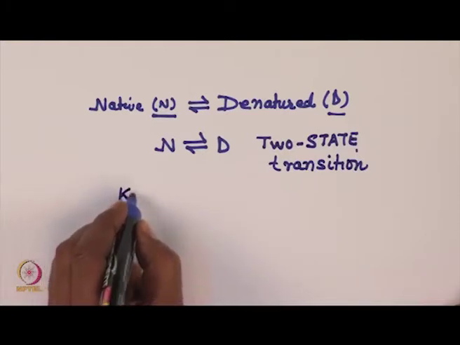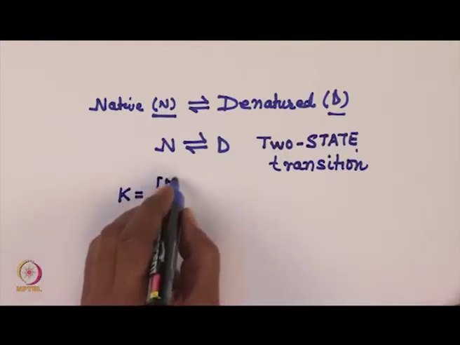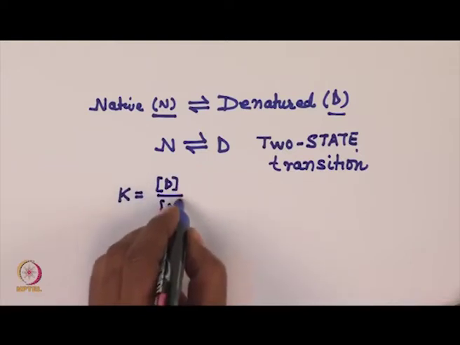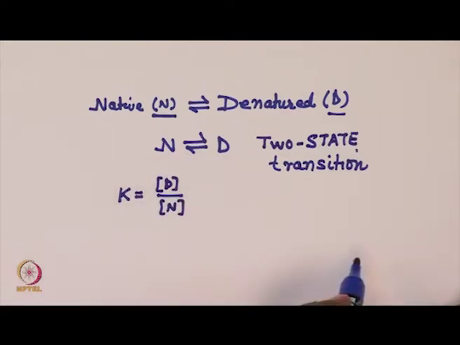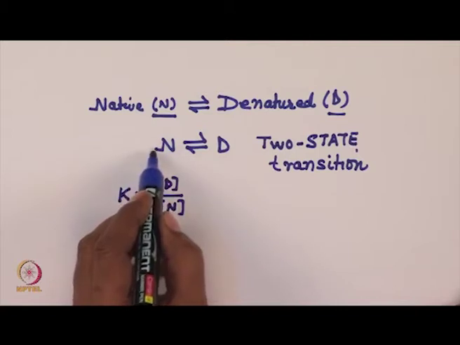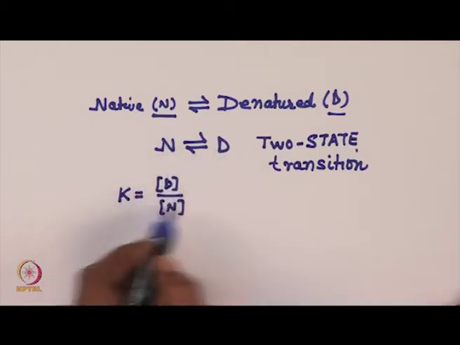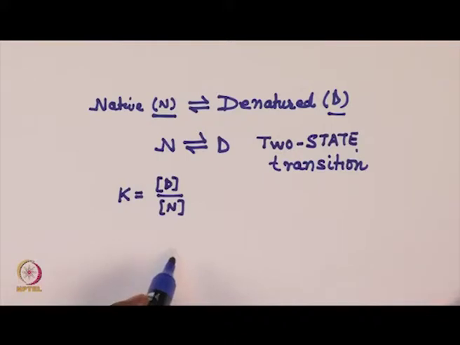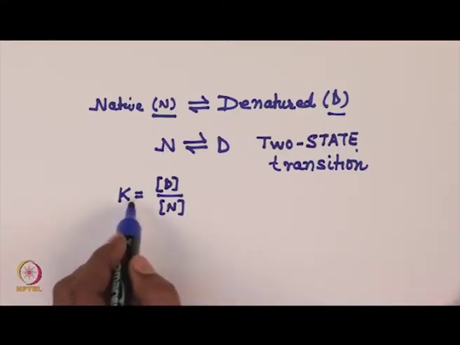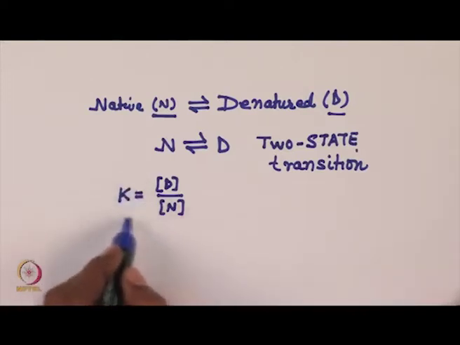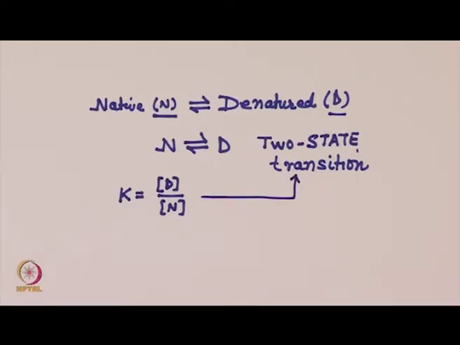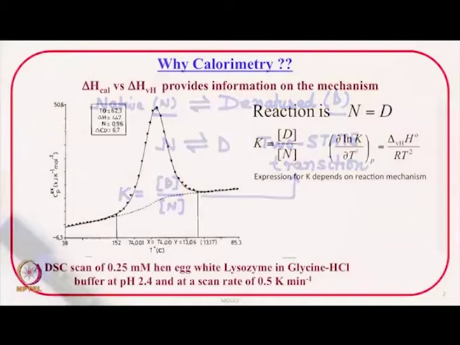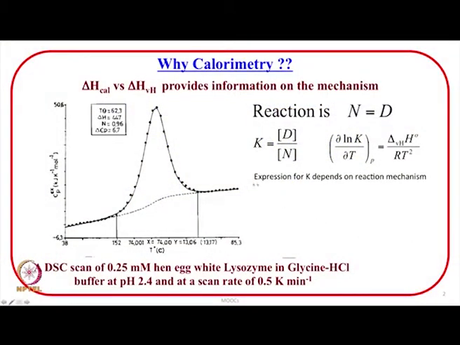And K is written as the concentration of D over the concentration of N. The way I write K depends on the reaction mechanism, because if the reaction mechanism were 2N going to D, then K would have been modified accordingly. That is what I mean, that this expression of K is being written for a two-state transition. Let us go back to the slide. Expression for K depends on the reaction mechanism.